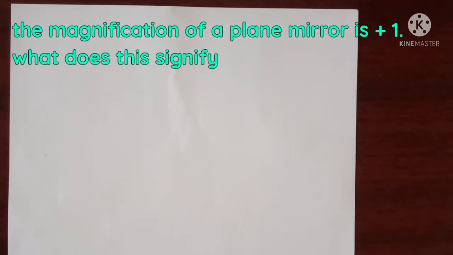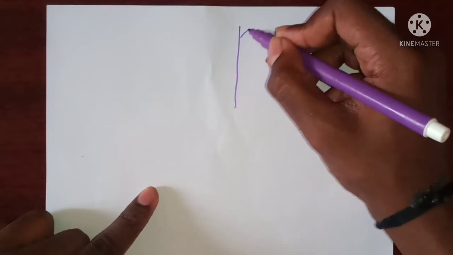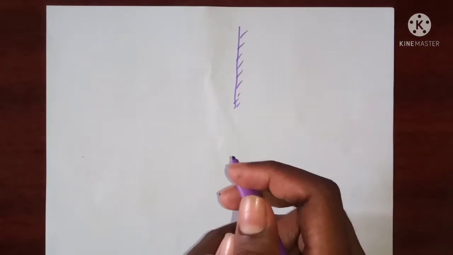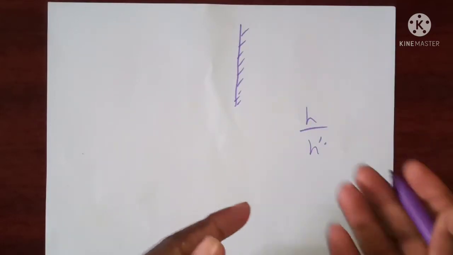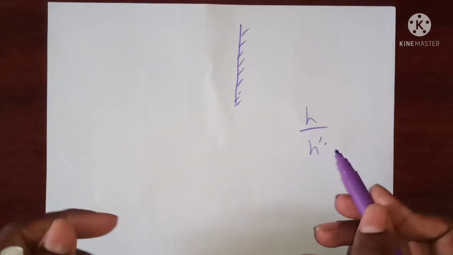Problem 3. The magnification of a plane mirror is +1. What does this signify? Basically, let's take a plane mirror. We also know that the magnification is nothing but h' by h, that is the image size by the object size. Now h is the object size.